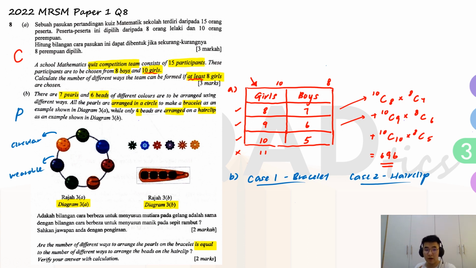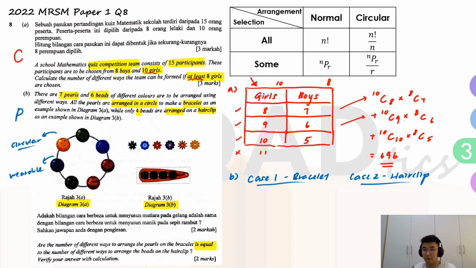So if we want to find the number of ways, we need to consider this is a circular arrangement and we need to arrange all of them. So we can use this table of formulas. Our case will be circular and all, so we need to use this, right? n means the number of things we need to arrange. In here it is the 7 pearls, so it will be 7 factorial divided by 7.